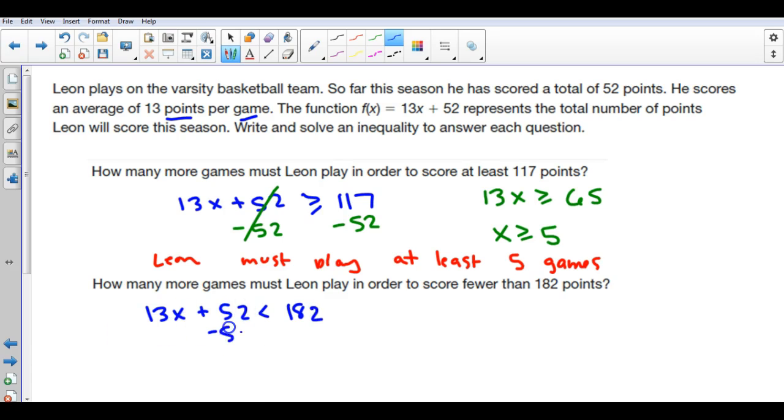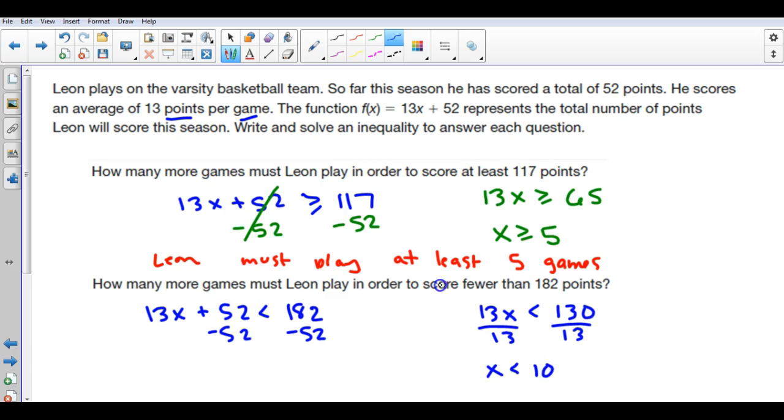So solve this the same exact way. I'm going to subtract 52 on both sides of this. So taking 182 minus 52, I'm going to end up with 13x is less than 130. So then what I'm going to do is divide both sides by 13 and end up with x is less than 10.